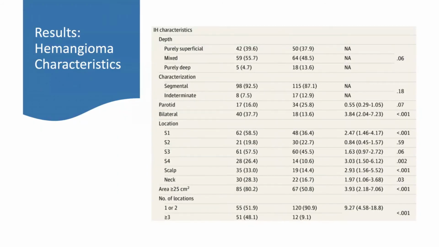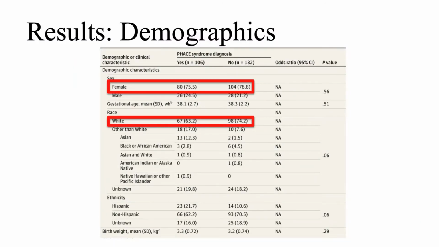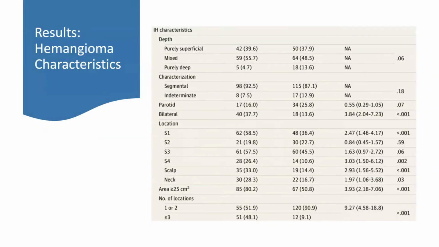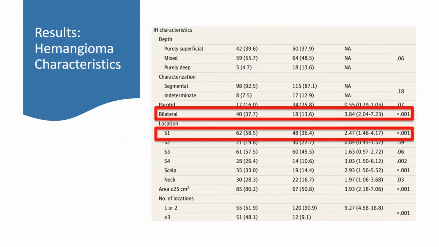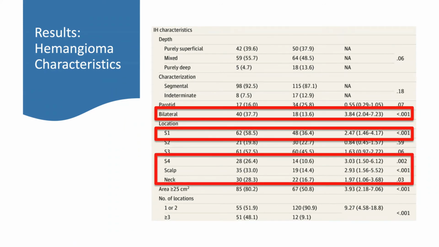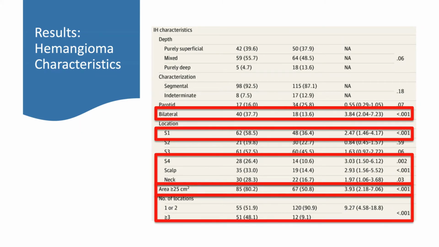Looking at hemangioma characteristics, none of these, just looking at them like this without controlling for anything else, were significantly associated with the presence or absence of PHACE. In contrast, when you look at the hemangioma characteristics, there were several different spots: bilateral location, involvement of the S1, S4, scalp or neck locations, an area of greater than 25 square centimeters, and at least 3 or more locations.